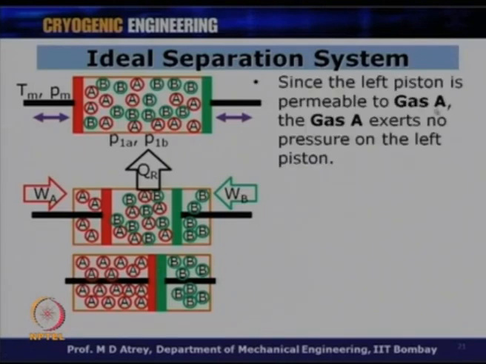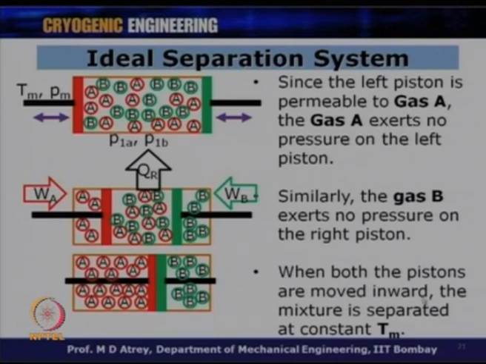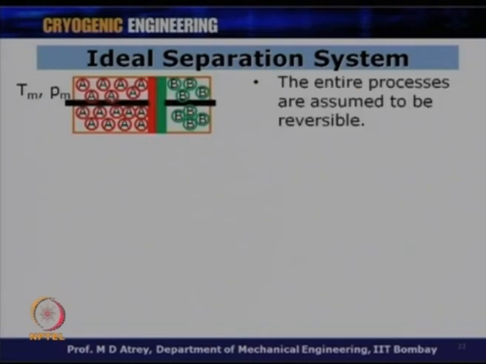Since the left piston is permeable to gas A, gas A exerts no pressure on the left piston. When this piston moves, the pressure is exerted on this piston by gas B and not by gas A. Similarly, gas B exerts no pressure on the right piston, it will be gas A which exerts pressure. Gas B will just pass through this, gas A just passes through this. When both the pistons are moved inward, the mixture is separated at constant temperature Tm. So, these are the separated gases A and B, with pressure Pm and temperature Tm.